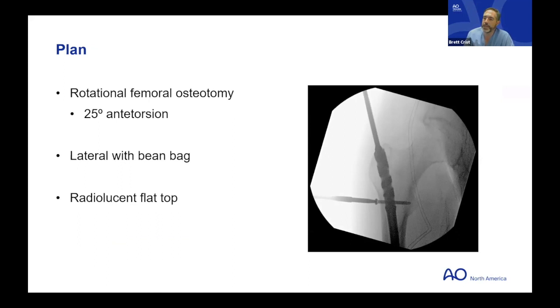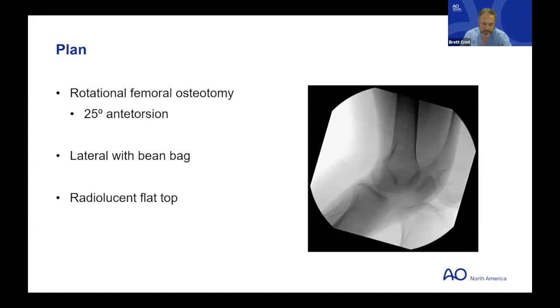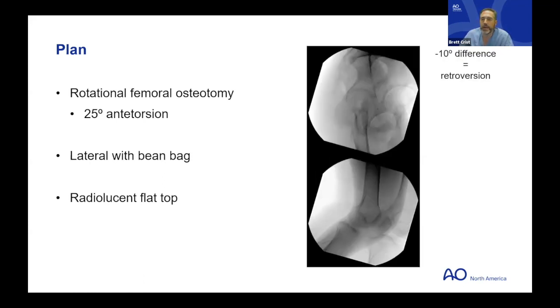I really don't like just depending on AP imaging. Even lateral imaging can be hard to see, but AP for me personally is more challenging, so I depend on the lateral imaging a lot. And so I put him lateral on a beanbag, radiolucent flat top, took the screws out, and then got his lateral of the knee and lateral of the hip.